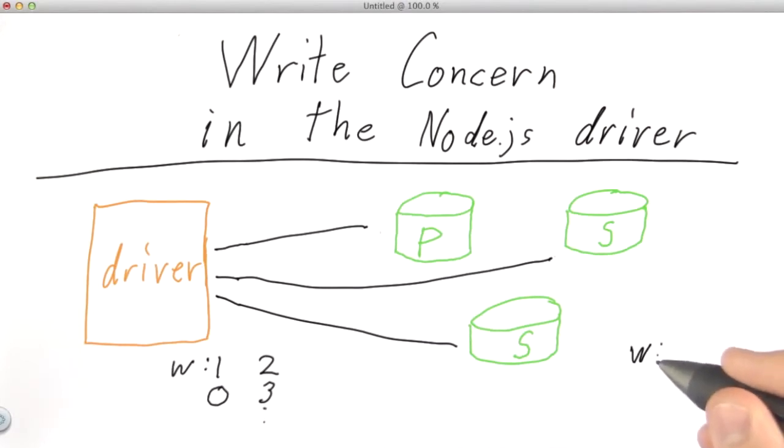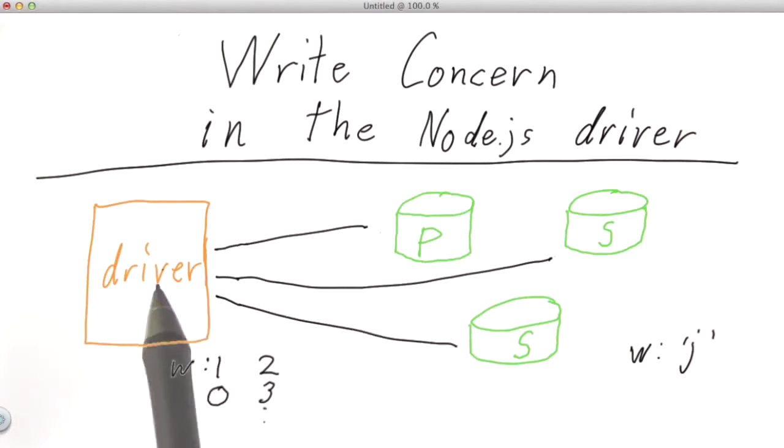You can also use a write concern of j, which says write to the primary's journal before you return success. This ensures that the data will be persisted because we have a write-ahead journal in MongoDB. If we've written to the journal, we know that no matter what happens, if we crash, we can replay the journal and bring it back to the point where the write had been applied. So WJ ensures that it has been persisted to disk before the driver returns success to the user application.